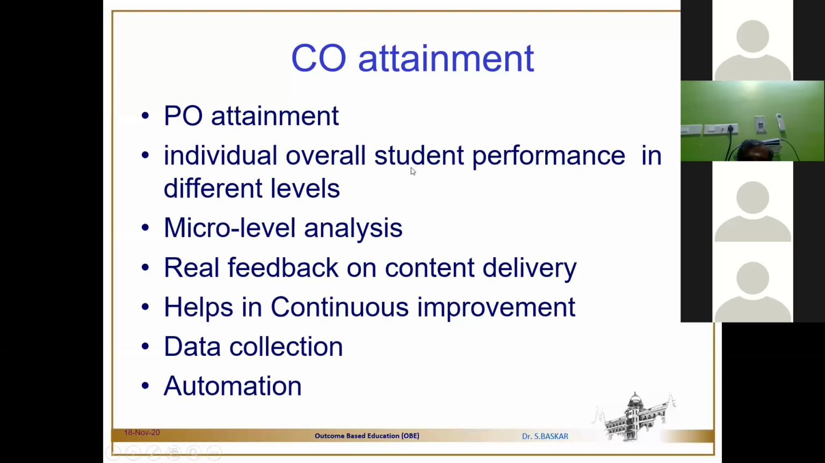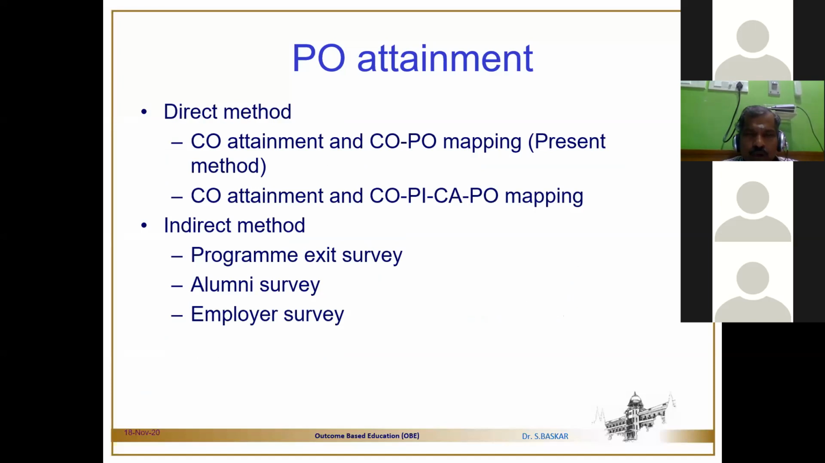We are able to get individual and overall student performance at different levels. From the CO attainment, we are able to get this information. Micro level analysis is possible. Real feedback on content delivery will be obtained. It helps in continuous improvement. Even though data collection is tedious, by using some automation software, we are able to overcome this problem. Because if you depend on manually recording all this information, it is a very tedious process. Therefore, most institutions following outcome-based education use some sort of automation software to collect the data automatically, with analysis also automatic. Thereby, we are able to do all these things without much effort for the faculty. With that, we will move on to the PO attainment.